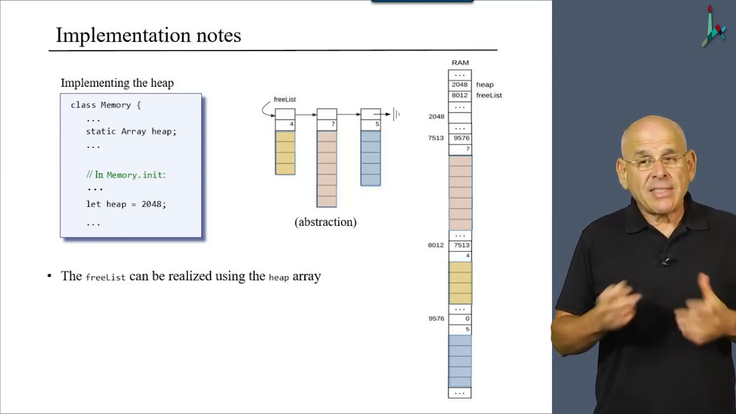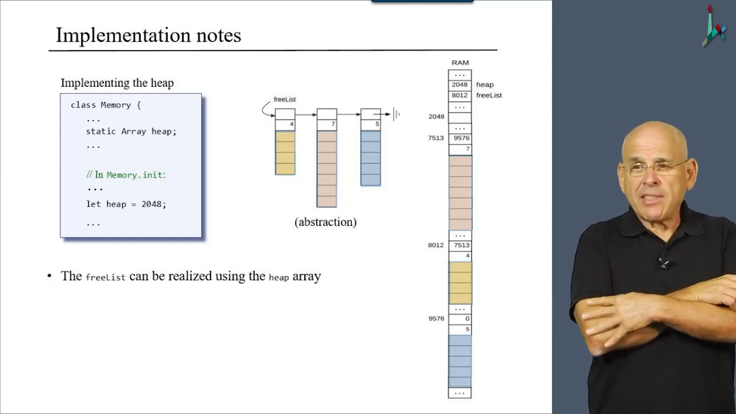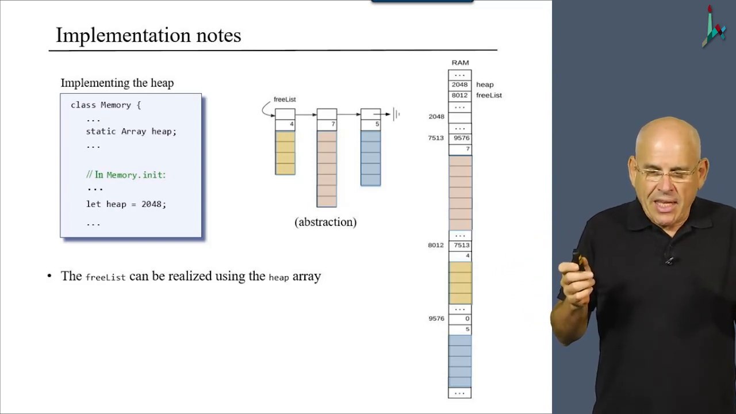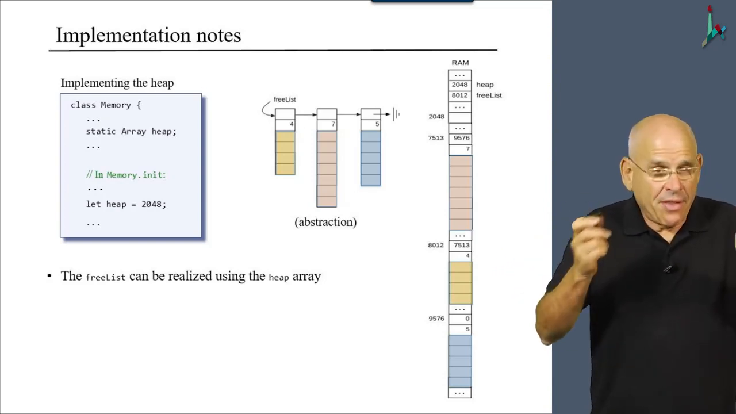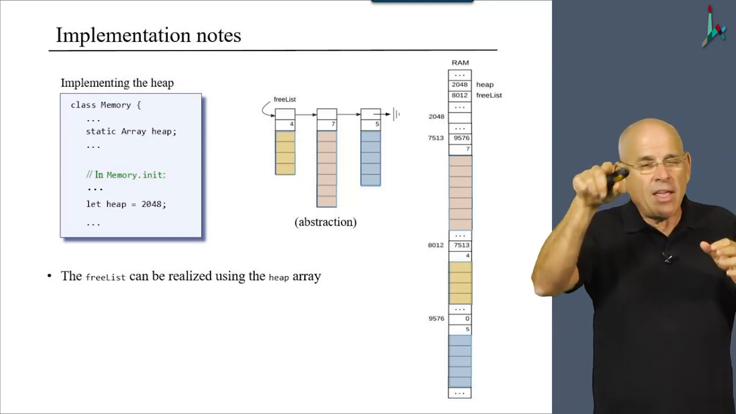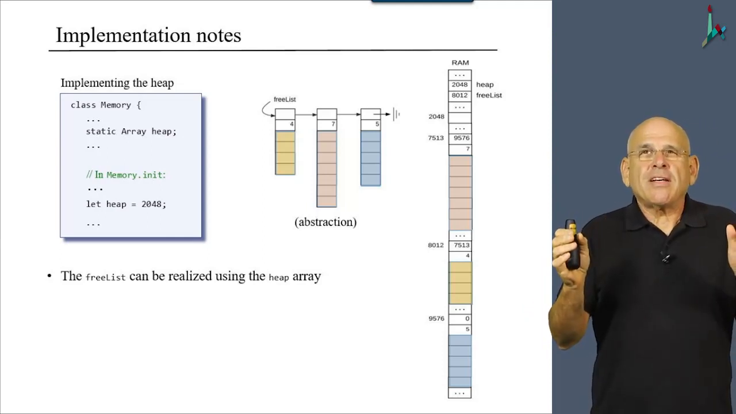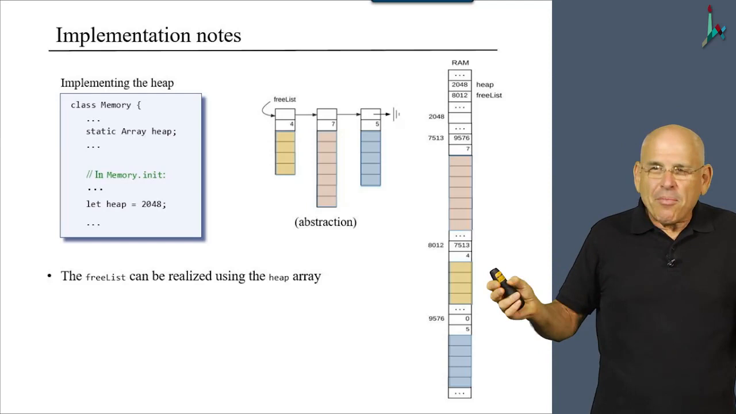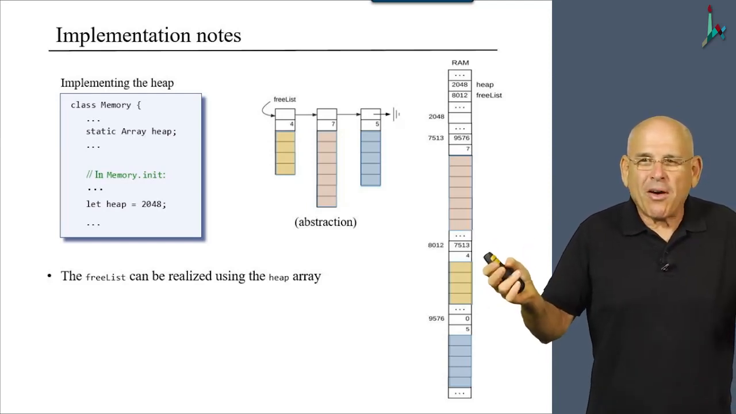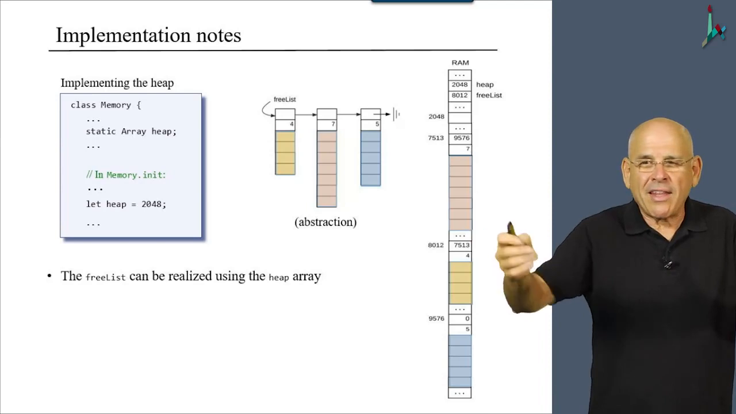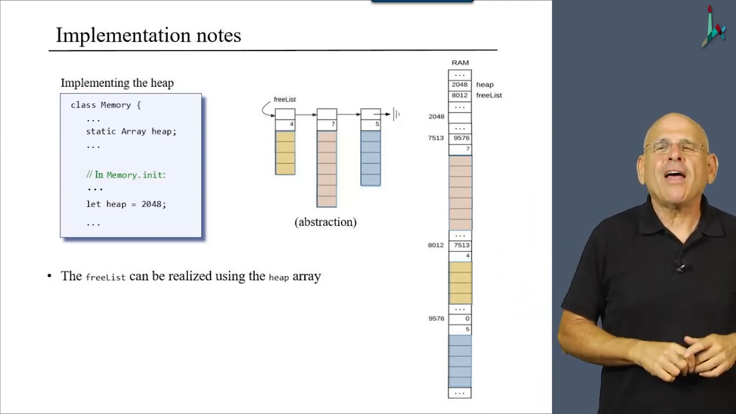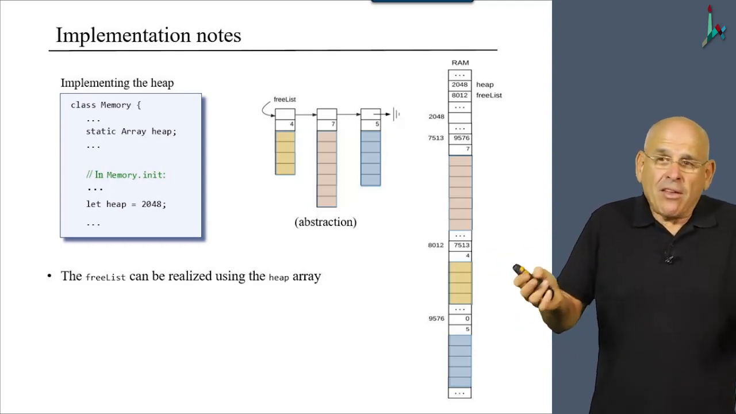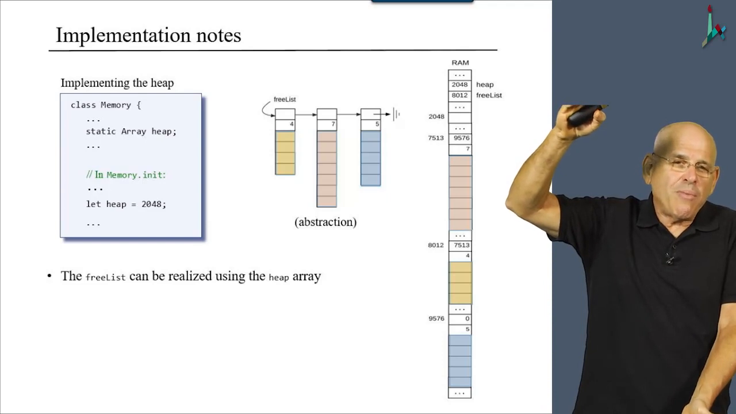Now, as I said, we can realize this free list using the heap array. And one thing which you have to realize is that although we declare this array, as you see, static array heap, we never call array new for it. Because, first of all, we cannot do it, since array new is going to call alloc, and we're implementing alloc, so this is unacceptable. But even if we did, this array will be too large to fit into memory.